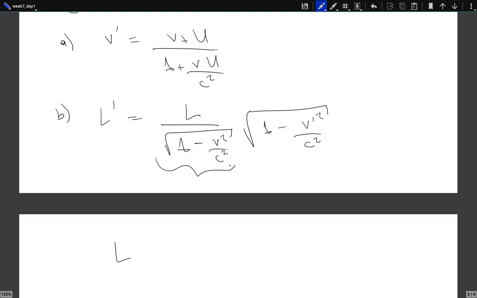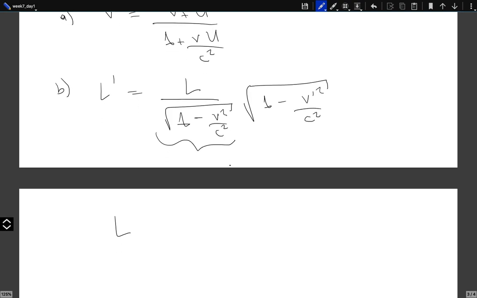But we are not in its rest frame. Relative to us, relative to the O prime reference frame, it is moving with the speed v prime. So relative to its rest frame, its length is contracted. By how much? By this much. This is L0.